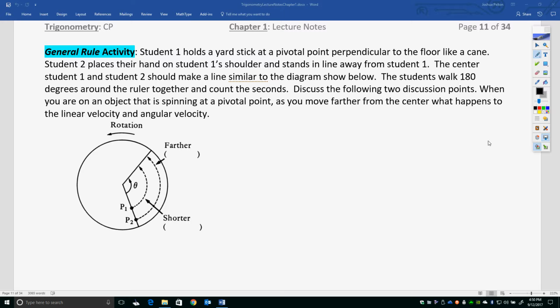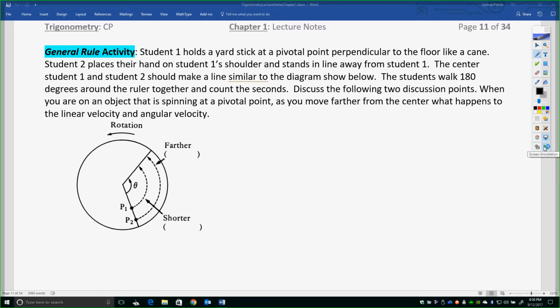So let's first off talk about the general rule. So I have person 1 and person 2. They're holding hands and they're walking around a circle here, and they walk together from a pivotal point. They walk the same angle over the same amount of time. So let's think about what happens here. So I have person 1 and person 2.